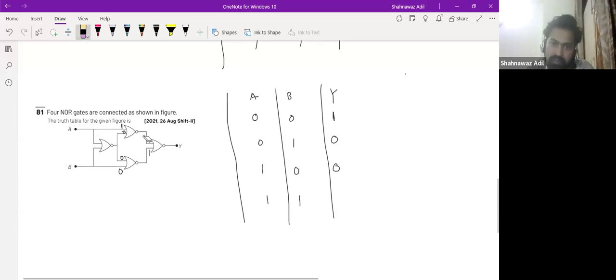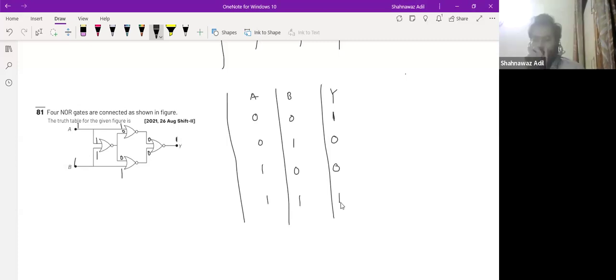And then we have the last one, which is 1 and 1. So 1 is coming here, 1 is coming here, 1 is coming here, 1 is coming here. 1 plus 1 is 1, then bar is 0, so 0. 1 plus 0 is 1, so this is 0, and this is also 0. 0, 0 is 0, and then this is bar, so this is 1. So this is the output. Is it clear, everyone? Is this thing clear? Yes, sir.